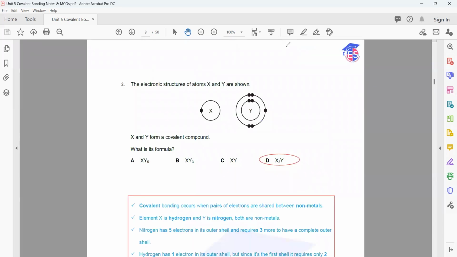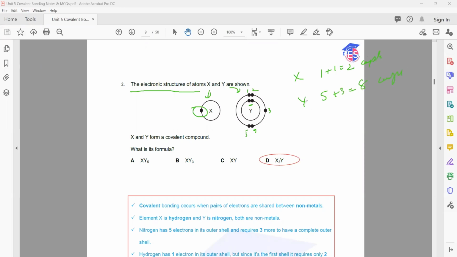Question number two. If you see this question, they're saying the electronic structure of an atom is shown here. This is X, this is Y. X has only one electron in the first shell. Y has how many in the second shell? One, two, three, four, five. In the first shell, it has two. So the structure is for X, you have one, and for Y, you have five. X needs one more, then it becomes two and it is complete. Y has five, it needs three more, then it becomes eight and it is complete.